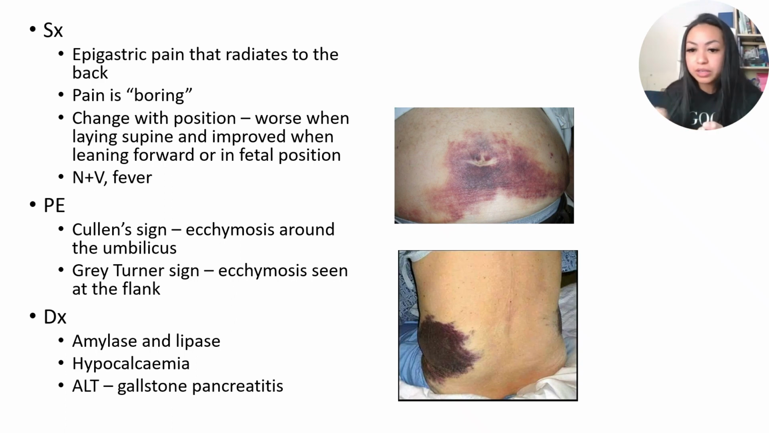So when you're like boring a hole or something. So that's the kind of epigastric pain that these patients would experience: sharp, stabbing, deep pain, and it radiates to the back, okay? And it changes with position.